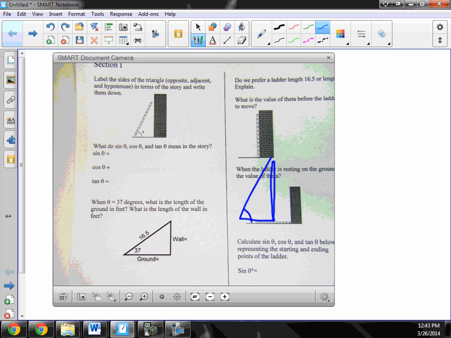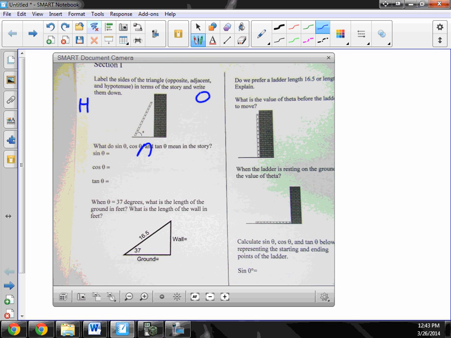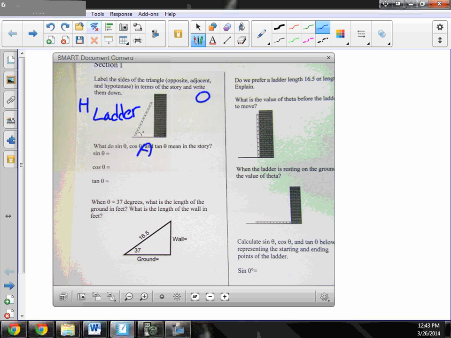So for today, we're going to eliminate the normal descriptions of these right triangles. So this was H, this was O, and this was A. We're not going to talk about those anymore today. Instead, we're going to call this the ladder, and this is the wall, and this is the ground.